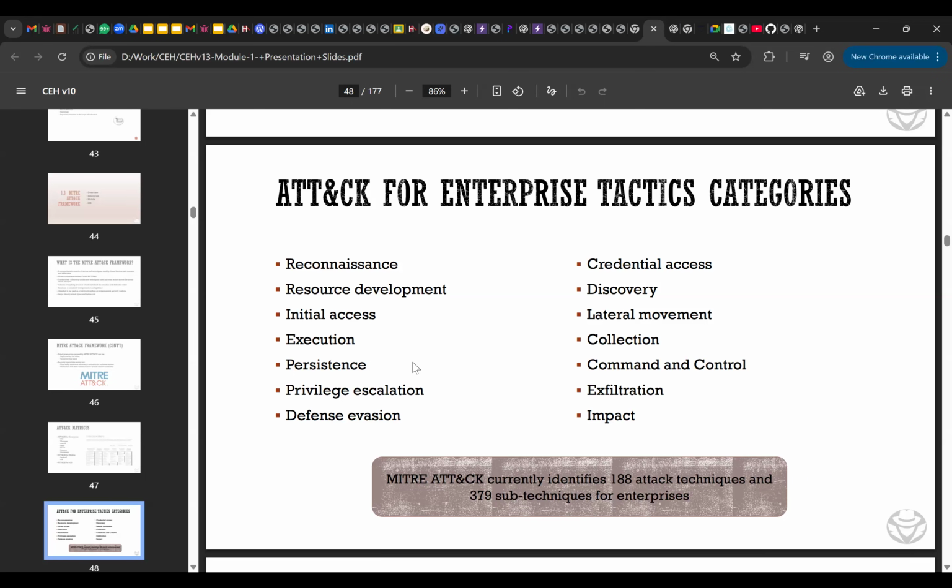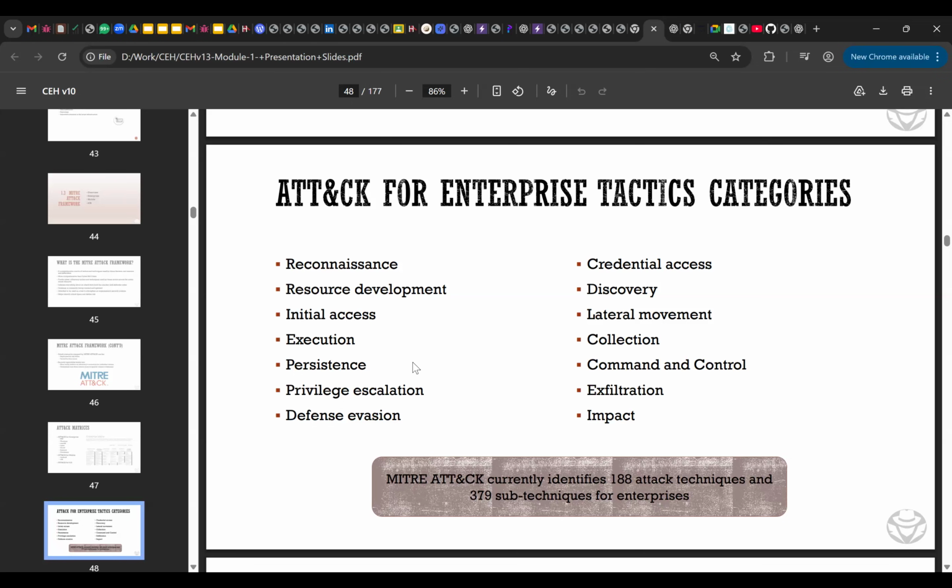Next is privilege escalation. Privilege escalation means, let's say I gain access to the machine with user privilege. With user privilege, I can only access a few files and folders. Now I want to gain more privilege, or basically escalate the privilege, so that I can access more confidential files. That tactic is known as privilege escalation.